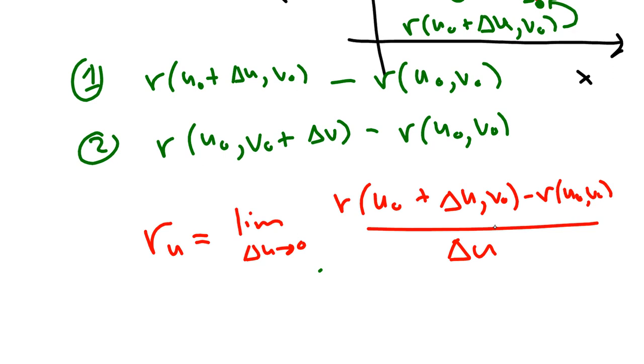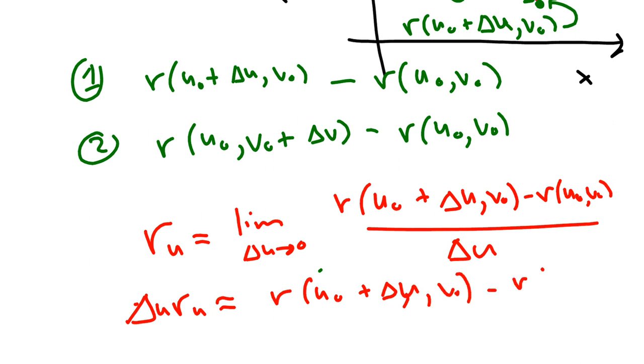So what does this tell us? Well, it tells us that delta u times r sub u is approximately equal to the numerator of that difference quotient, this thing: r of (u0 plus delta u, v0) minus r of (u0, v0).